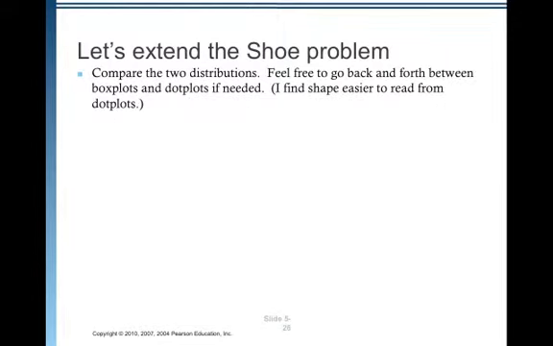All right. Now we want to compare the two distributions. Feel free to go back and forth between box plots and dot plots if needed. I find shape easier to read from dot plots, so that's the beauty of having the graphing calculators. Once you have the data in there, it's so easy to go back and forth between the different forms, so you can read from the different graphical displays what you find easiest to read from them. Whereas it's easiest to read shape, I think, from dot plots, it's much easier to find the median and the quartiles and that sort of thing from the box plot.